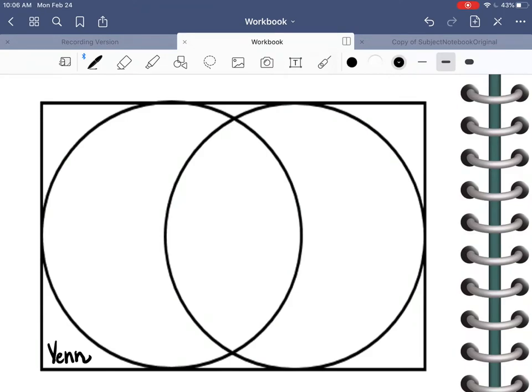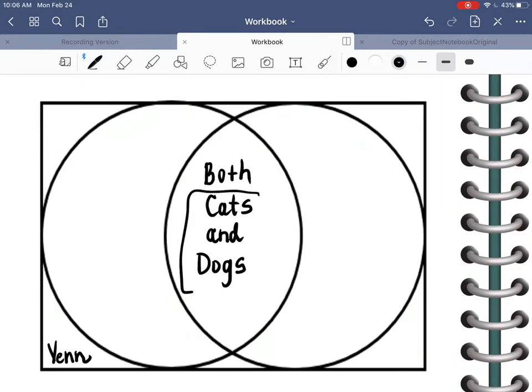To begin with, and I'm looking at this diagram, it's closed. So I want to label the different sections of the diagram. This middle part is going to be both cats and dogs. And this will always be true. Your similarities will go in the middle of the diagram. You can change your topic out there, but the similarities go in the middle.